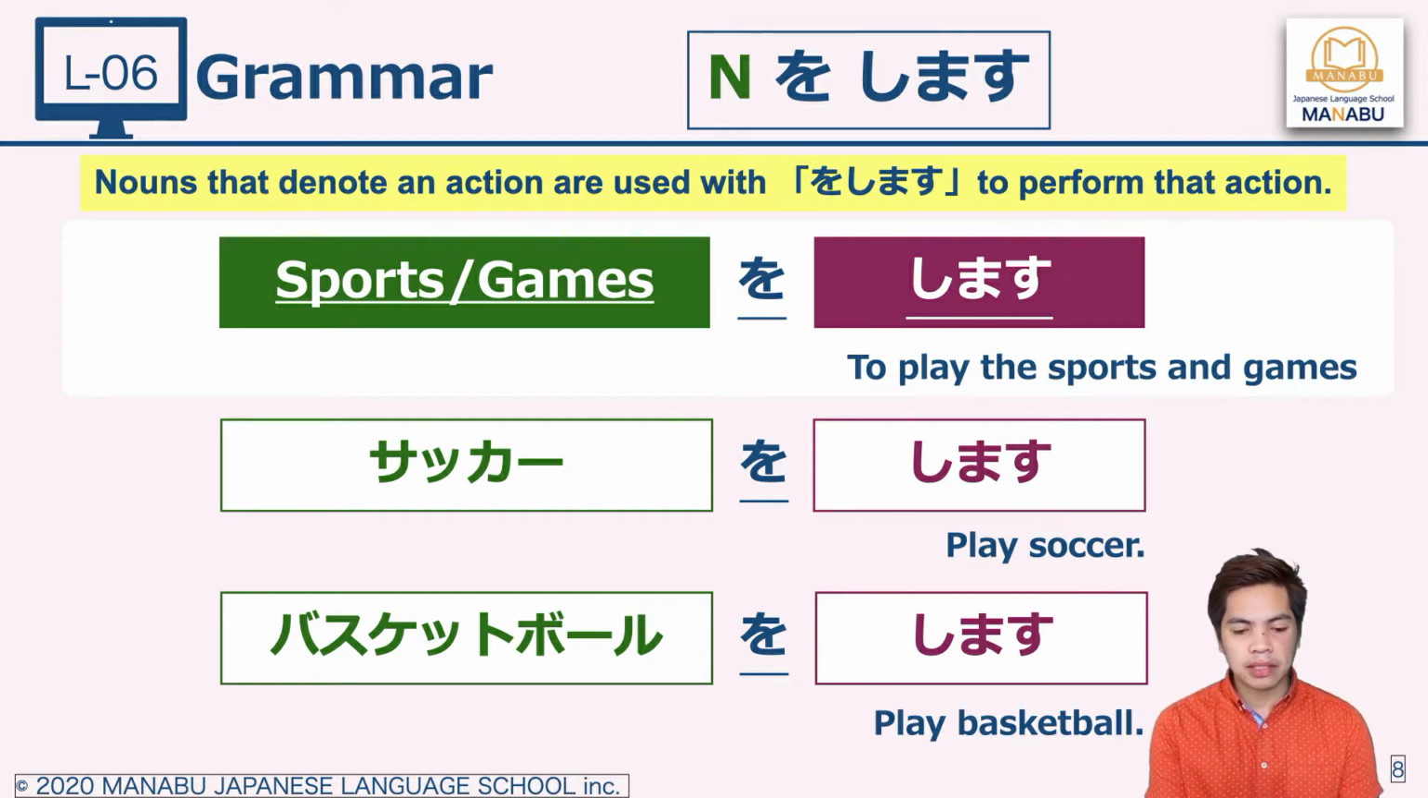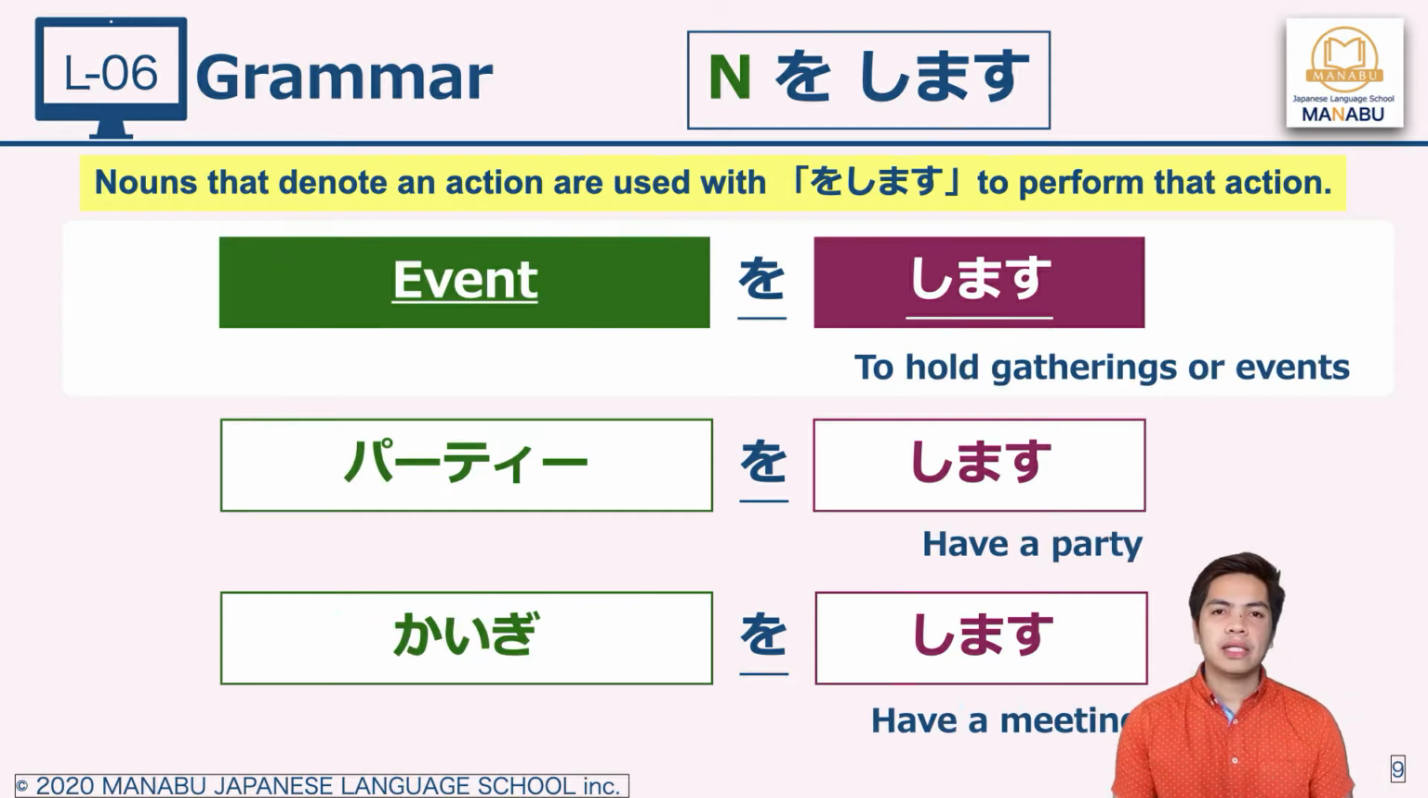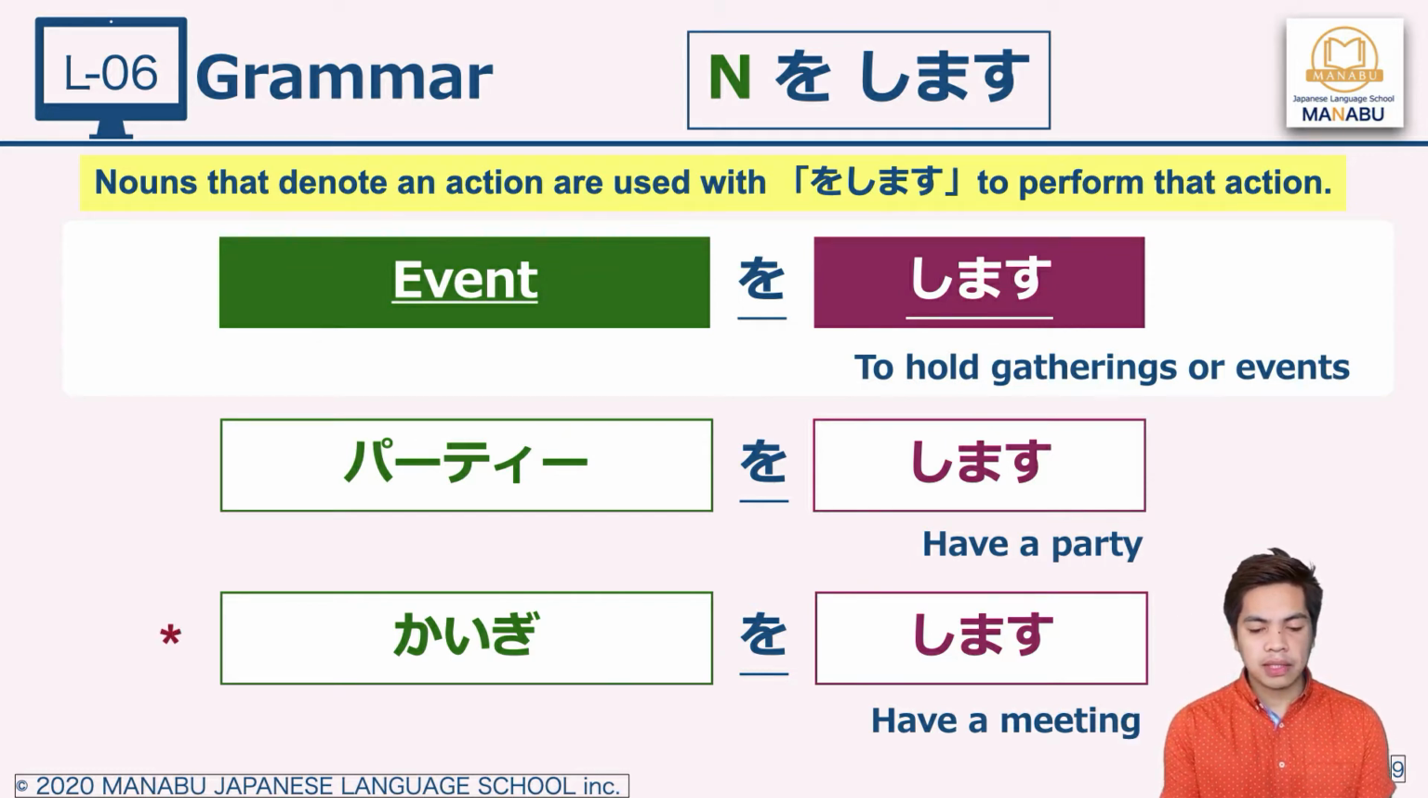Next example is basketball o shimasu. Basketball o shimasu, to play basketball. When the noun denotes an event, in this example, the event is party. So the word for party is party. Party o shimasu. It means to conduct or to hold that event. So party o shimasu, to have a party. Next is kaigi o shimasu. Kaigi means meeting. Then attach the particle o, and shimasu, it means to have a meeting.